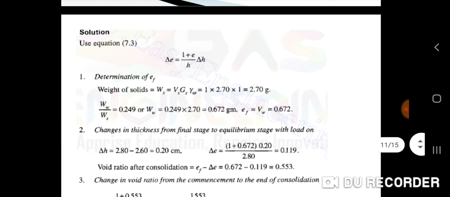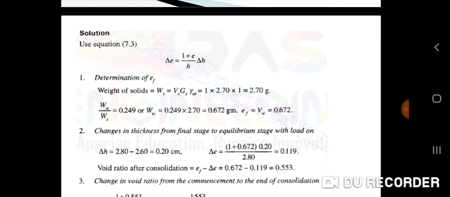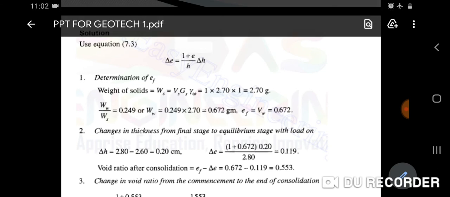Now let us put all the values in this formula. Vs is the volume of solid, so we are considering it as unit volume, so Vs is 1, and the specific gravity of solid is given as 2.70, so we will put the value 2.70, and again the unit weight of water is 1. After calculating the weight of solids, we get 2.70 grams.